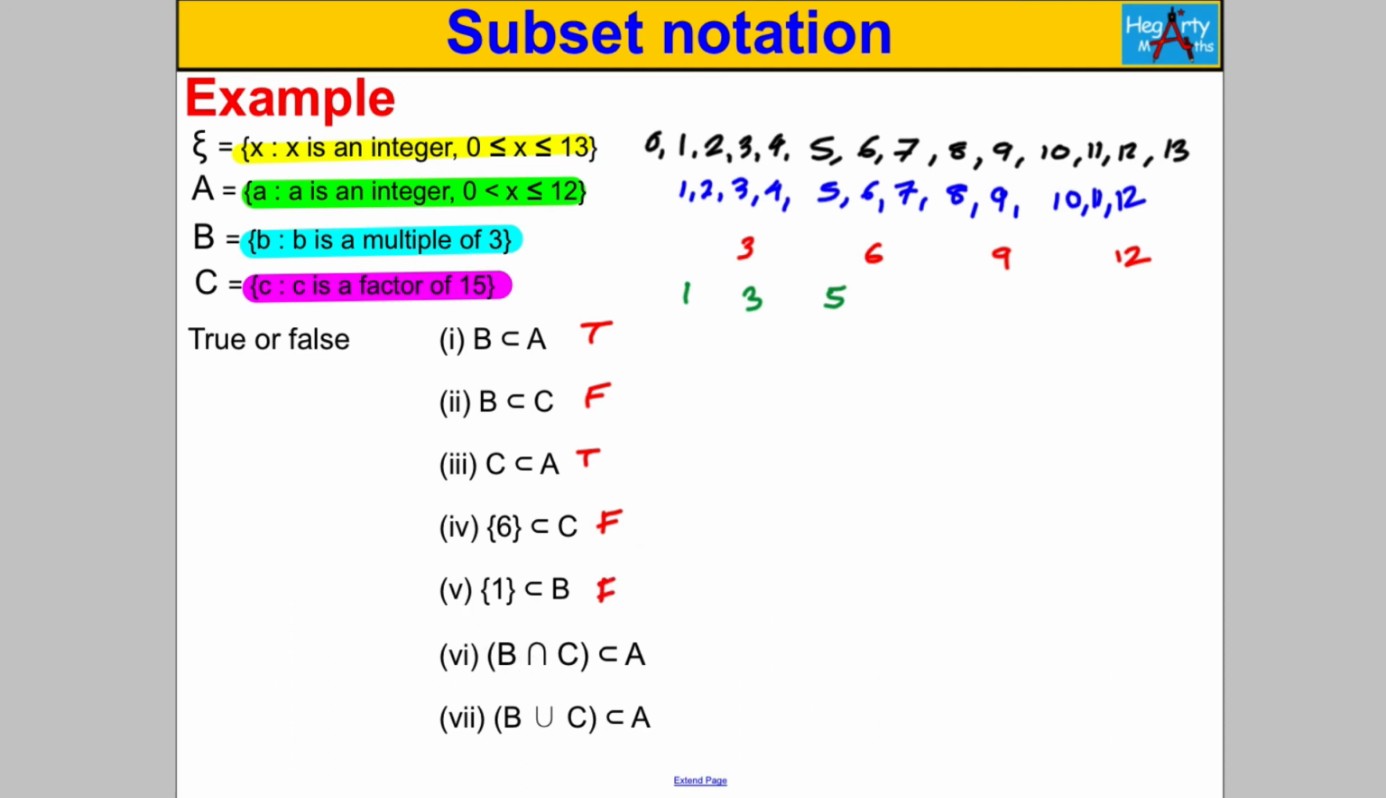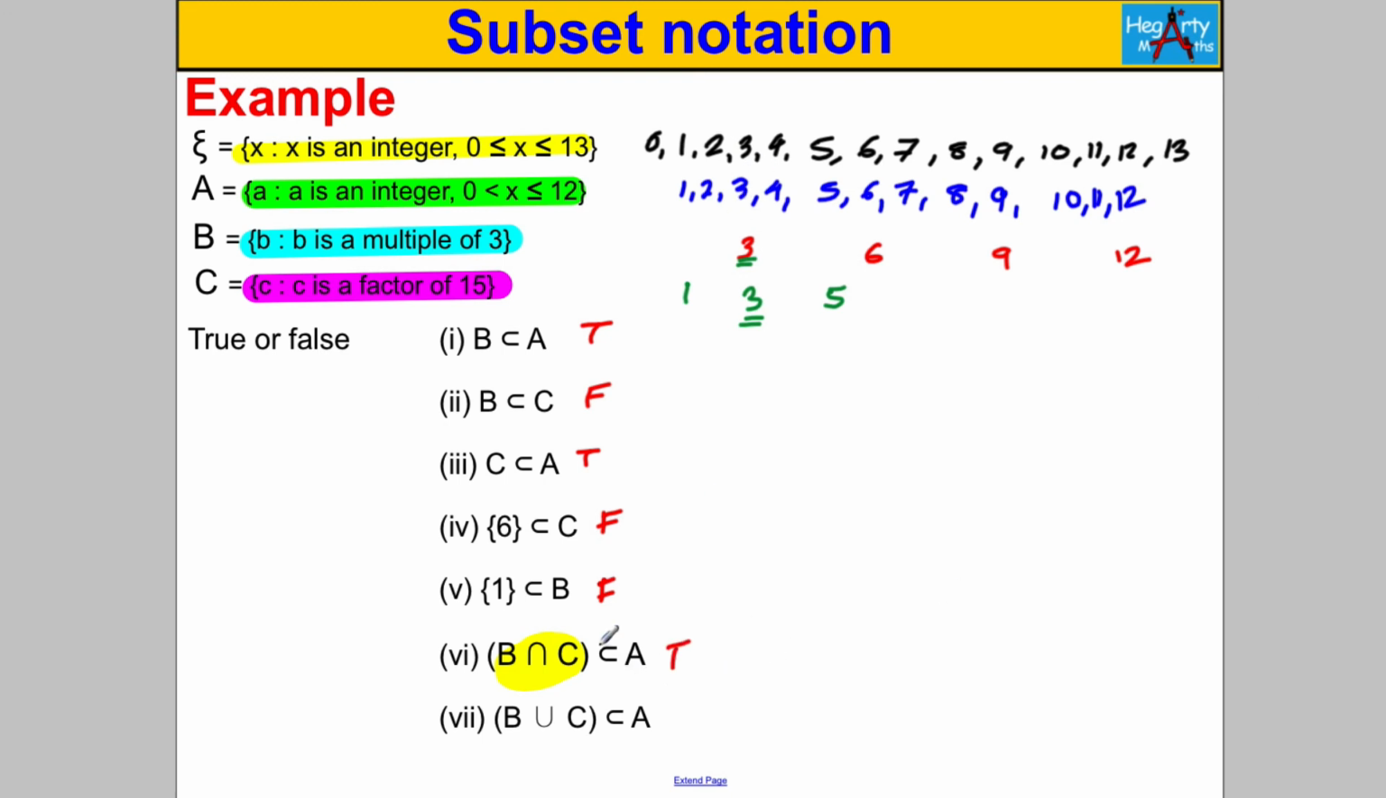Now, is B intersection C entirely contained within A? Well, what are the elements that are both in B and in C? Let's try and list them. What elements are in B and C? There is only one such element, which is 3. Now, is 3 entirely contained within A? Absolutely. Look, it's up here. So this is a true statement.